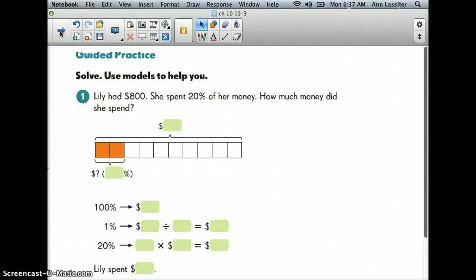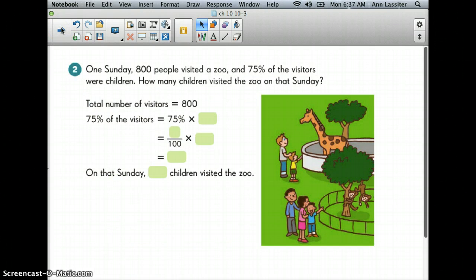Here is a guided practice question that I'd like you to pause and fill in the blanks. And another guided question to pause again and fill in the blanks.